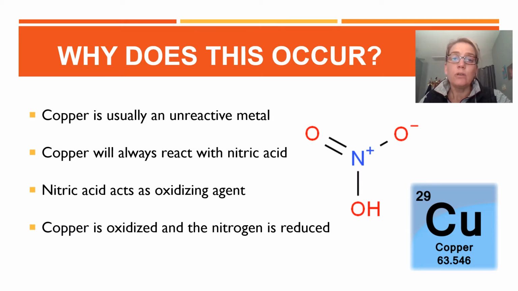Typically, the hydrogen of the acid will be the oxidizing agent. However, in this instance, the nitrogen acts as an oxidizing agent. In the reaction, the oxidation number for nitrogen is reduced while copper's oxidation number increases. This means that copper is oxidized and nitrogen is reduced, making nitric acid the oxidizing agent.